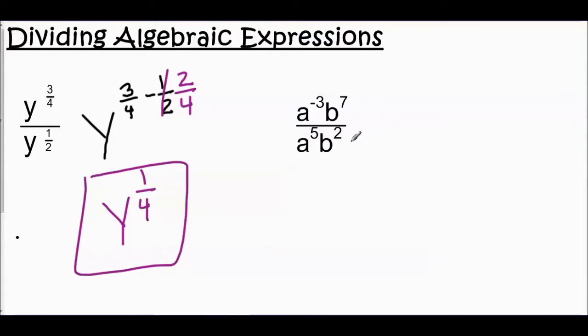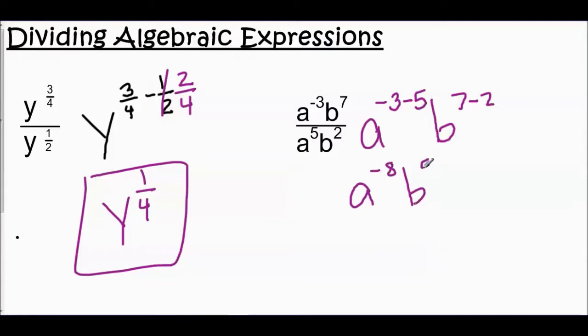Now on this one, the same concept, the same property is going to apply, but I'm going to deal with the a's and then I'm going to deal with the b's. So for the a's, that's going to be -3 minus 5 times b to the 7 minus 2. I subtract my a's and I subtract the b's. I do not join them because they do not have the same base. So for the a's, that's going to end up being -8. For the b's, that's going to end up being 5.